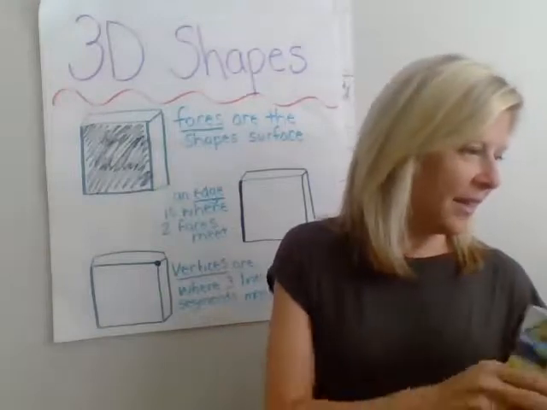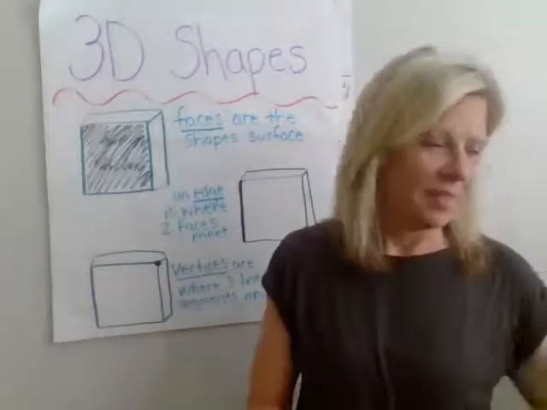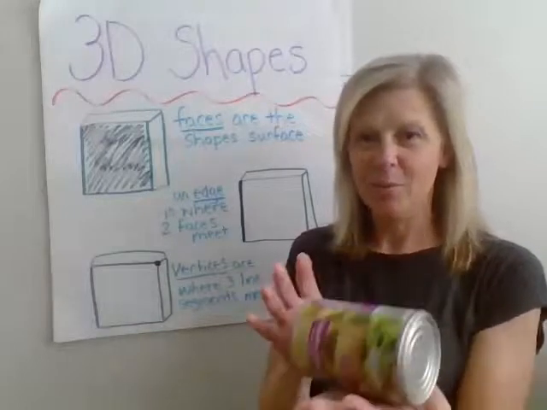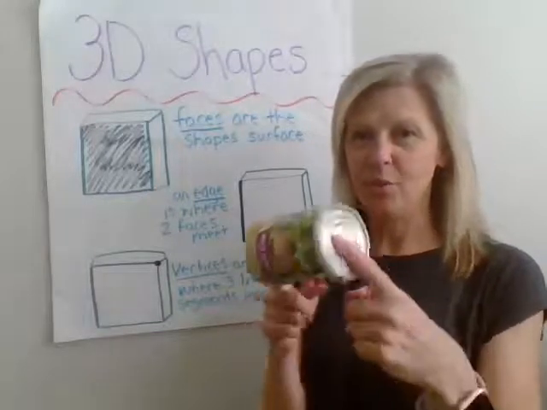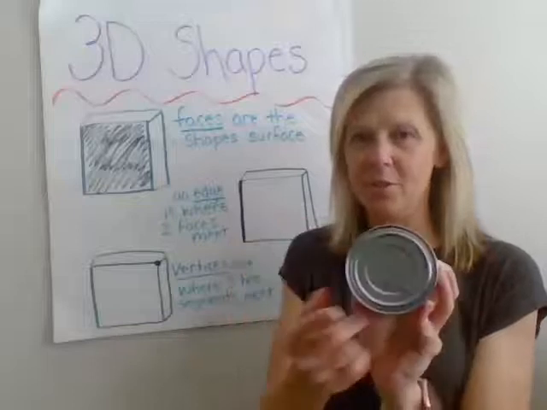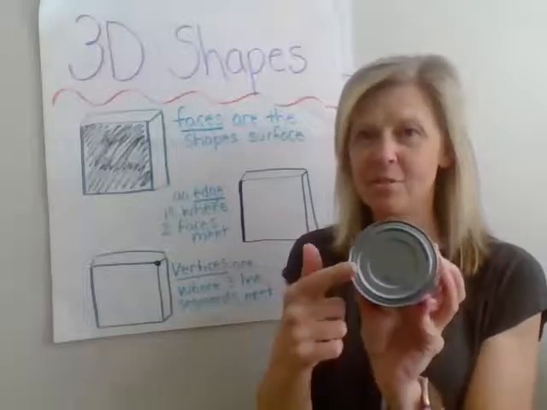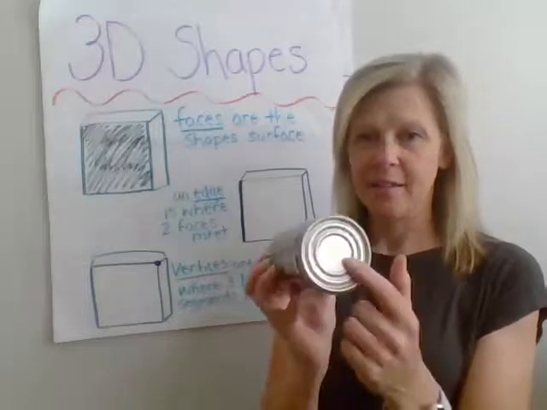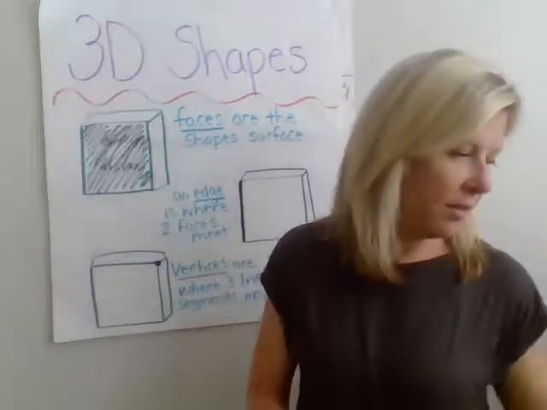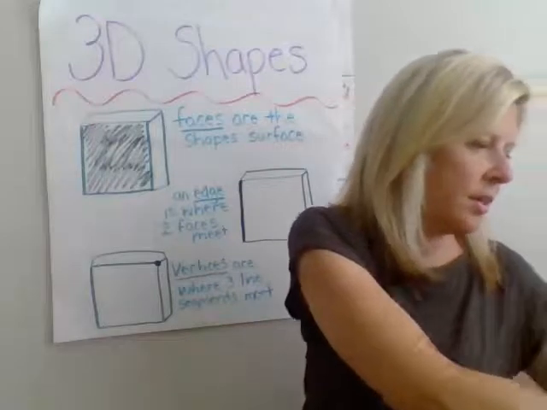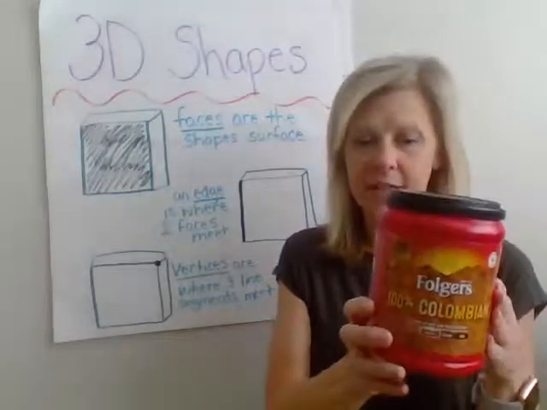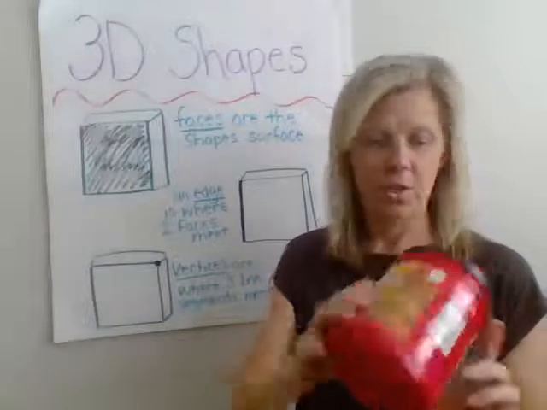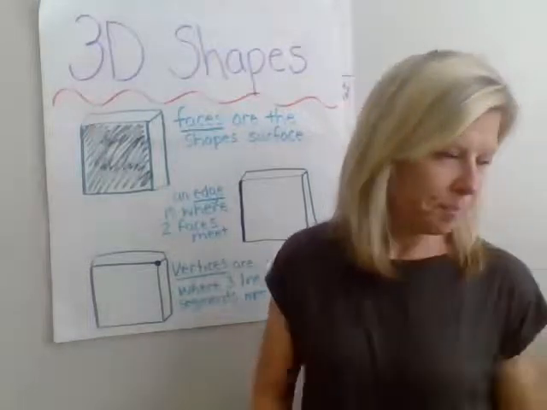I also found lots of cylinders. I found a can. It rolls, but then it has two flat faces. What shape are those flat faces? Circles. Cylinders have two flat faces that are circles. Found a lot of circles. Found another can. It rolls, and it has two flat circle faces.